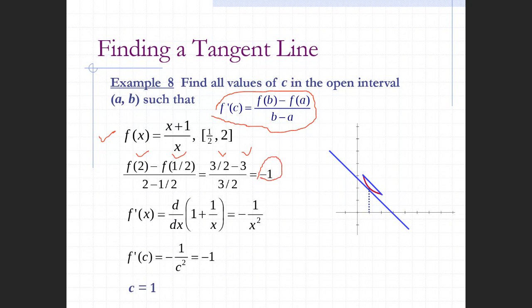That is, the value of f(b) minus f(a) divided by b minus a is equal to negative 1. Now I have to find f'(c). For f'(c), I will differentiate the original function. When you differentiate the function, your answer will be negative 1 by x².